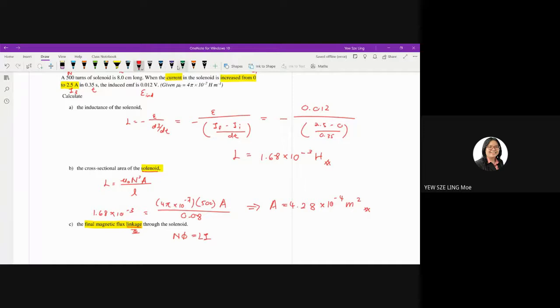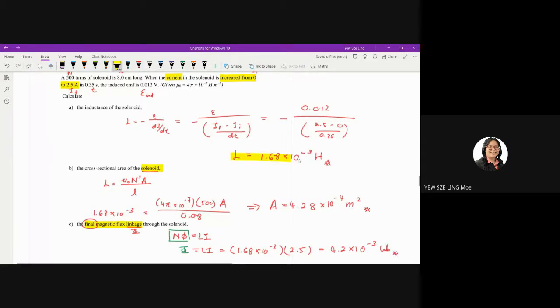So if you're looking at flux linkage, remember, this whole thing is known as flux linkage. This whole thing is known as flux linkage. So it is equal to Li. Which is then equal to L given is 1.68 times 10 to the power of -3. Current given is final, so it's 2.5. So it is equal to 4.2 times 10 to the power of -3 Weber. So that is the answer.